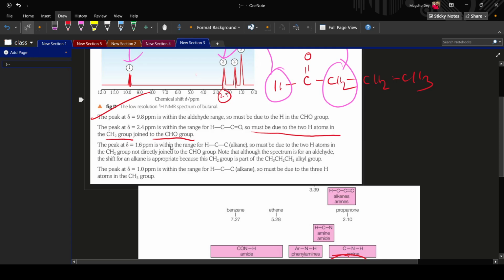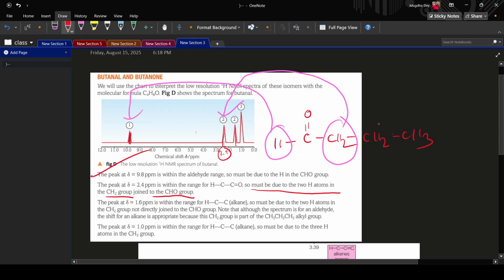By using the peak to identify the hydrogen environment, we can understand with which carbon the hydrogen environment is connected. Since we can clearly see this one is an alkane, it must be due to the two hydrogen atoms in the CH2 group which is not directly joined to the CHO group, basically this one, right? You can clearly see this represents an alkane. See, this part and this part, aren't these alkane environments? Ikra, are you understanding? Aren't these alkane environments?